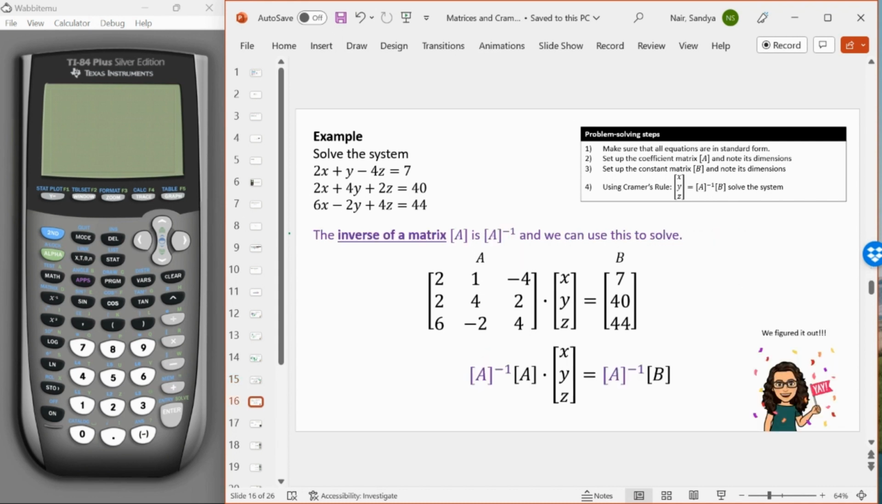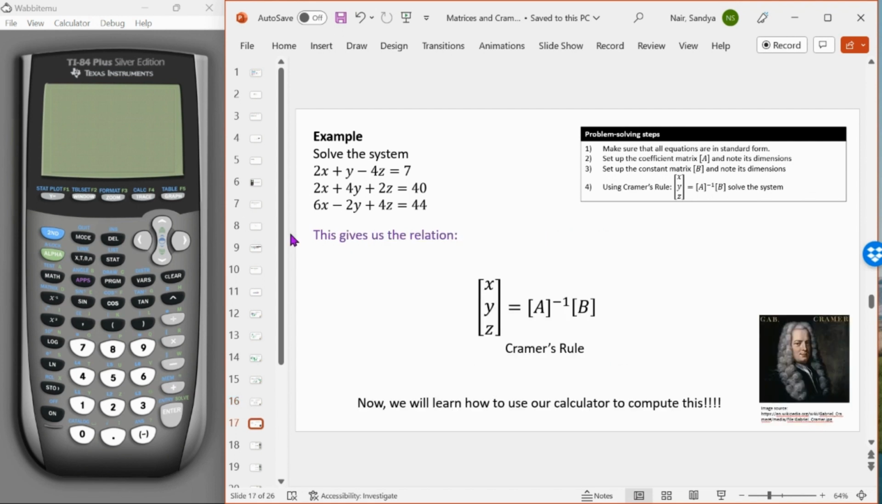That's how we solve this matrix equation to figure out the values of x, y, and z. You can see that when I multiply matrix A by its inverse, these two terms cancel each other out. So I'm left with x, y, z equals the inverse of A times B. And this is how we're going to solve for our variables. This is actually what is called Cramer's rule. Cramer's rule tells us that x, y, z equals the inverse of A times B.